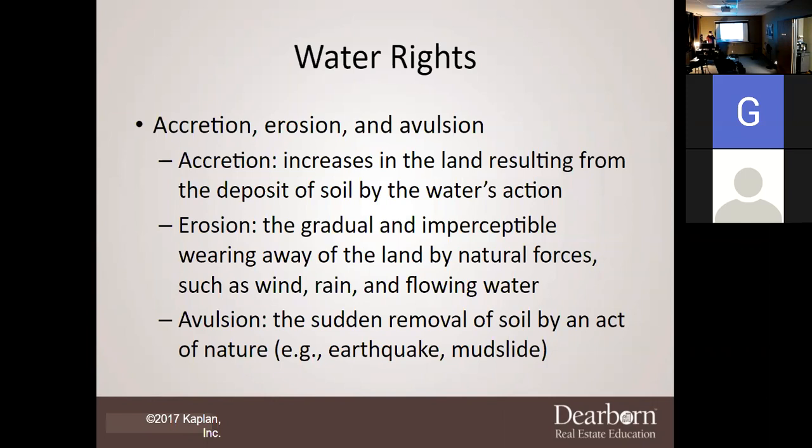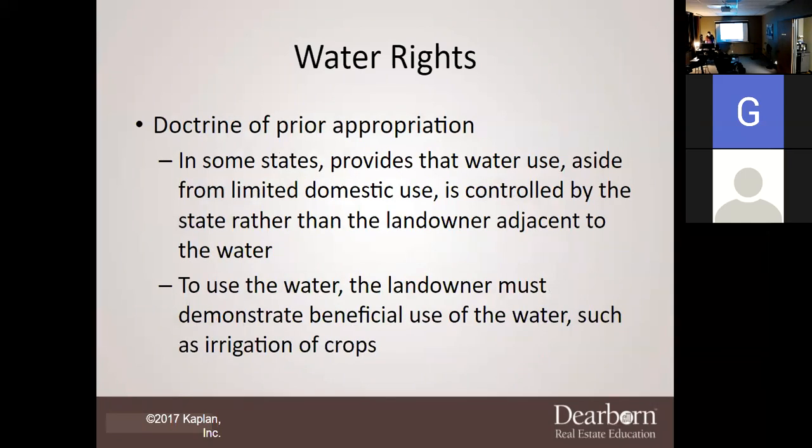Avulsion is going to be the sudden removal of soil by an act of nature, such as an earthquake or mudslide. If you live in an area that has mudslides, you may one morning get up and see half your land gone. It just, whoop, there it went. Okay, that's a mudslide. These are different ways. You need to be aware of them. They don't spend a ton of time testing on this. These are just some of the methods, okay, that you need to be aware of.